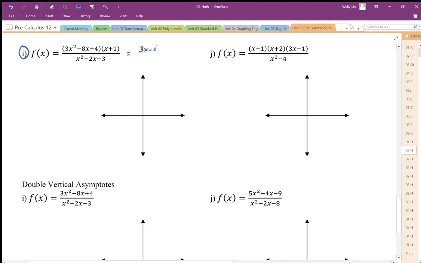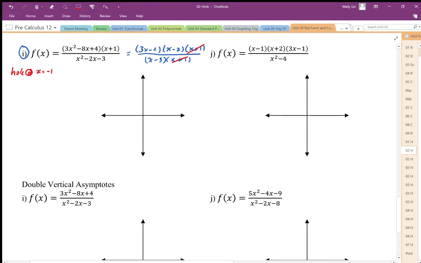3x minus 2, x minus 2, x plus 1 in the numerator, and in the denominator we end up with x minus 3, x plus 1. So we can see that we have common factors. They're going to cancel out, and this is going to result in a hole. So I'm just going to make note of that. The hole at x equals -1.